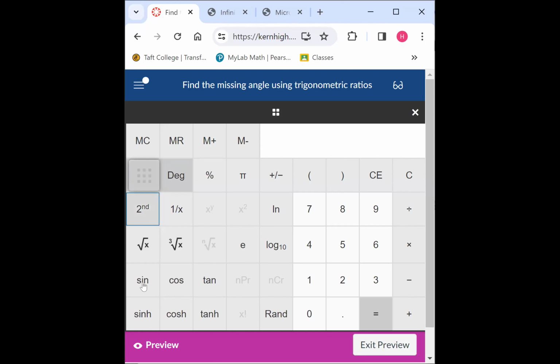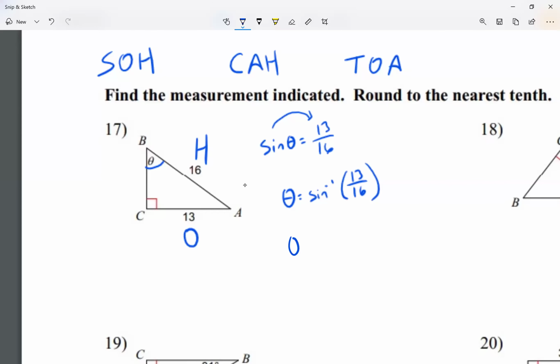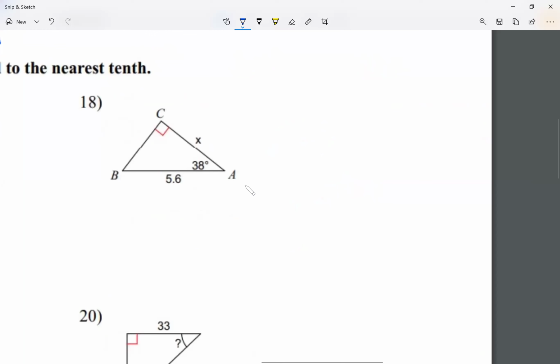To begin with, you have sine, cosine, tangent, so press second to be able to see it. And I'm going to go sine inverse, open parentheses, and I have 13 divided by 16. Close my parentheses. I press equal. I'm going to round this to 1 decimal place. So in this case, 54.3. So theta is 54.3. So be careful. If I tell you to round it to the nearest whole number or the nearest 10th, you've got to read the instructions. Let's take a look at number 18.